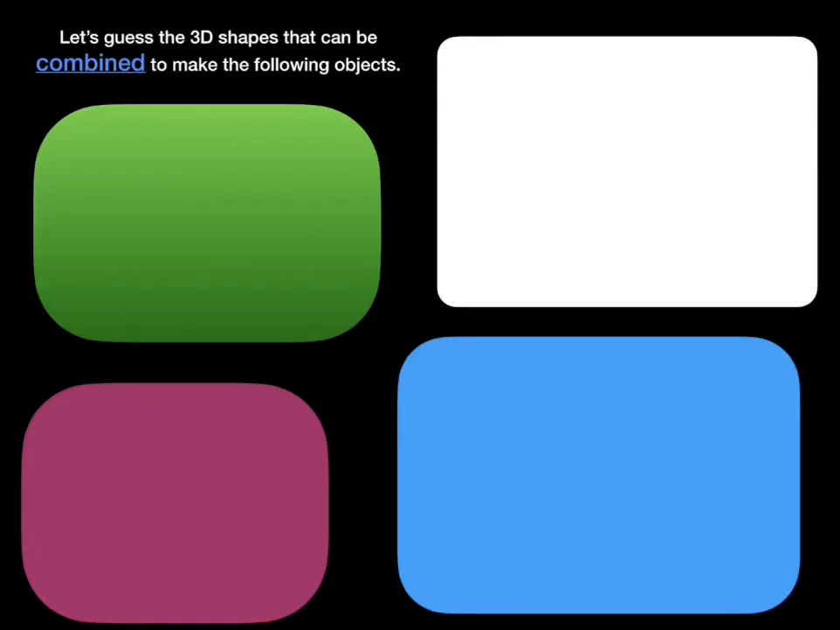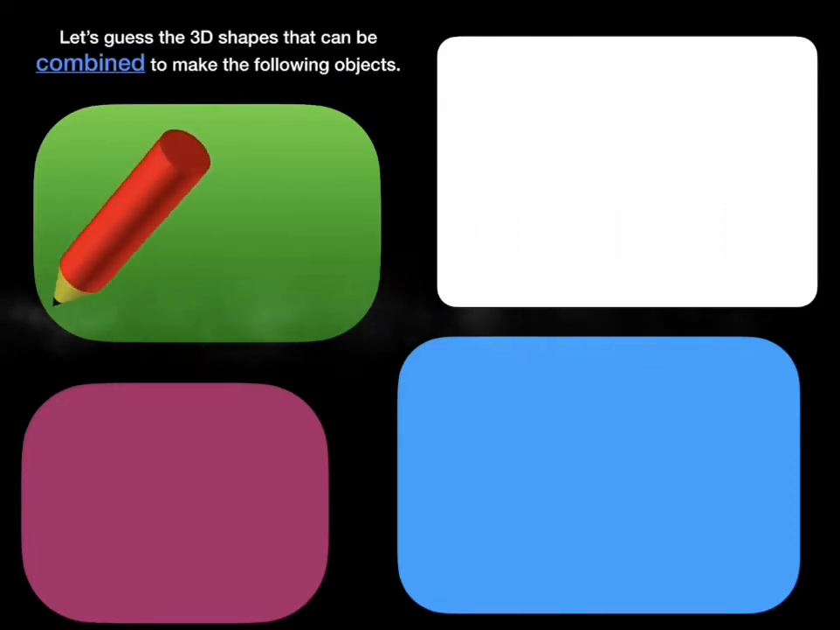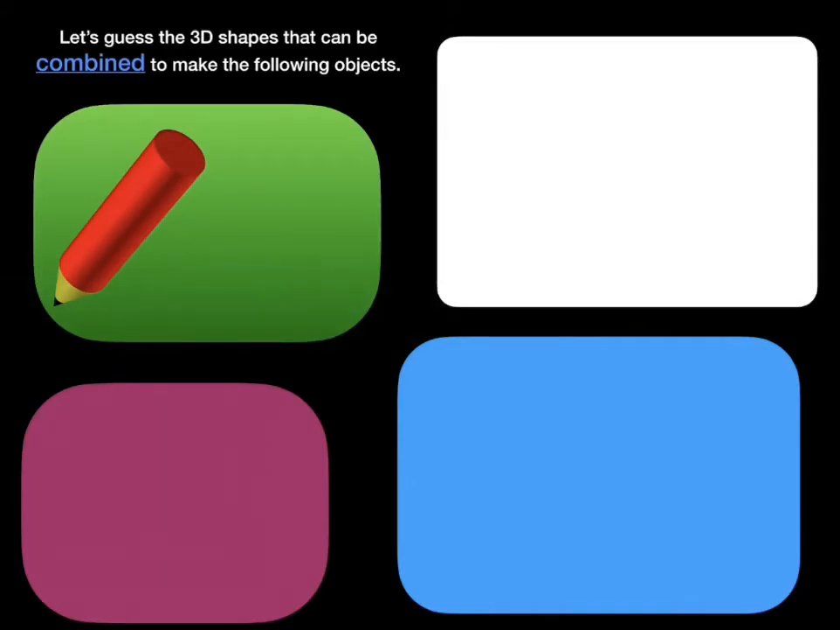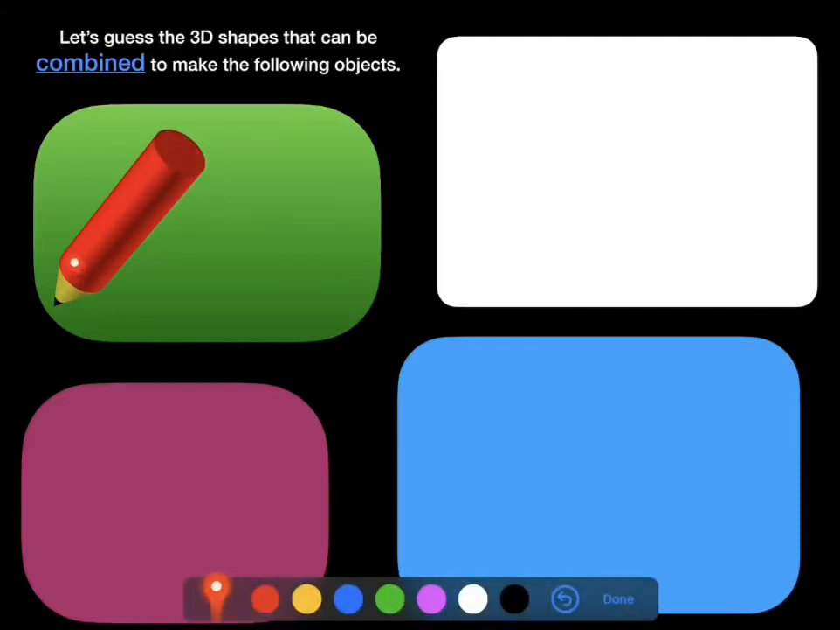Wonderful. Now let's have a look at the first object. Excellent. This is a pencil. Now, if you look carefully at this pencil, you can find that it has 2 parts, a top part, and at the end we have another part. This part can look like a 3D shape, and this part can look like another 3D shape. Now, what are the 2 3D shapes that are combined together to make this pencil? Who can guess?